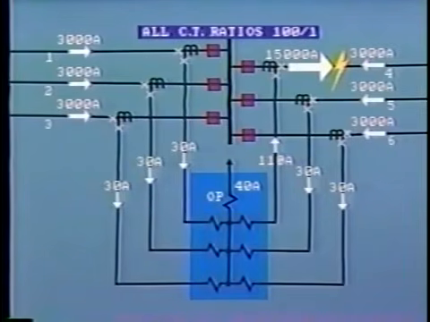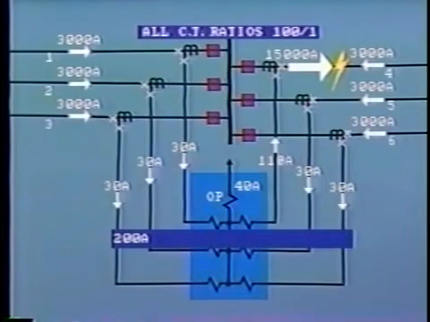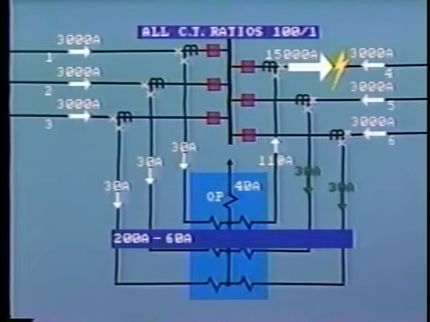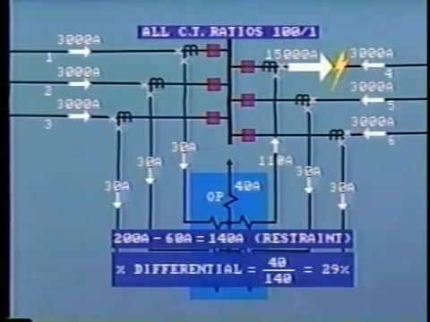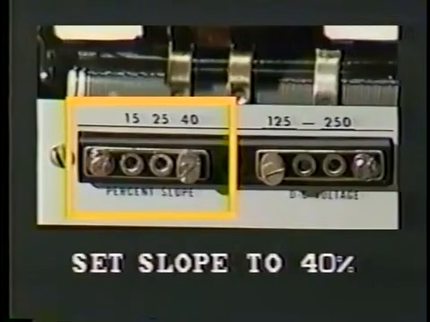Let's look at these. Here, we have a total of 200 amps restraint in one direction, minus 60 in the other, so the total restraint is proportional to 140 amps. In this case, the percentage differential is the operating coil current, 40 amps, divided by the restraint current, 140, equals approximately 29%. So in order to allow high-speed tripping and avoid misoperation during the first few cycles of the fault, we would need to set the percentage differential to about 40%.